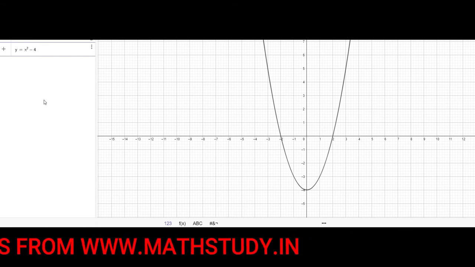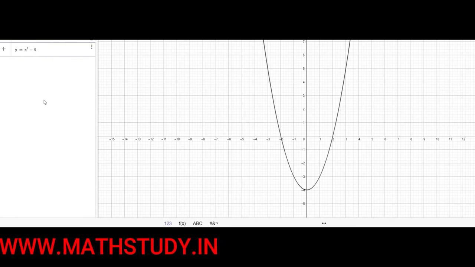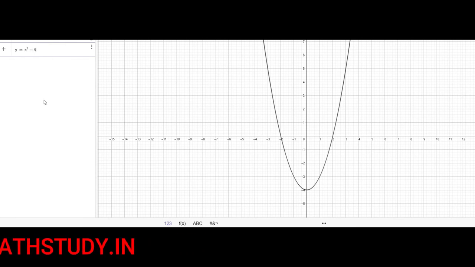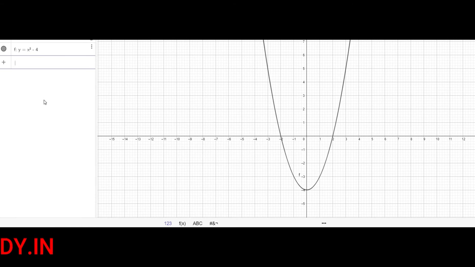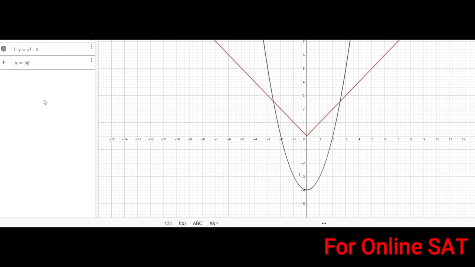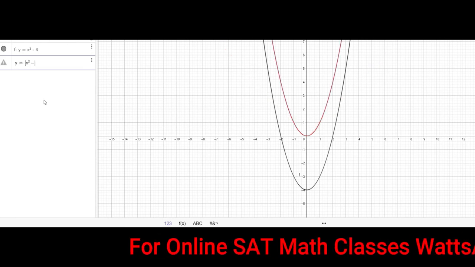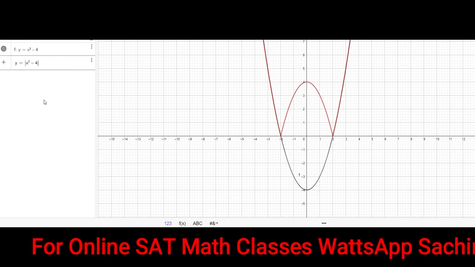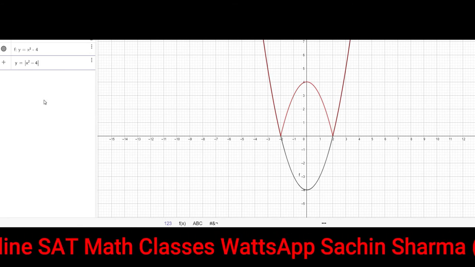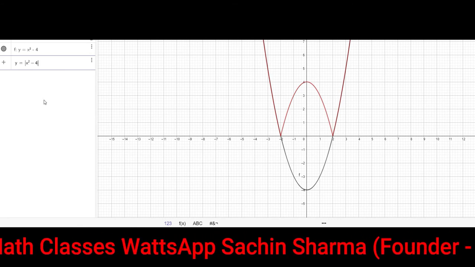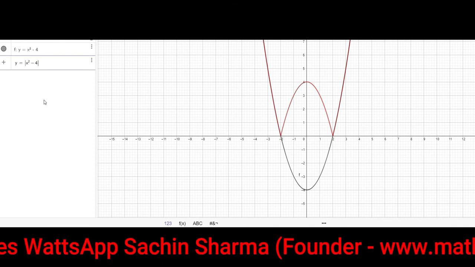So here we can input, or we can just draw another graph: y equals mod of x squared minus 4. You can easily see what happened to the graph now. So what has happened to the graph? Here we can see the critical point remains the same.